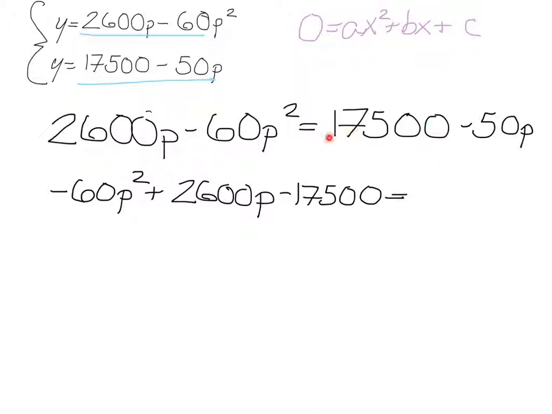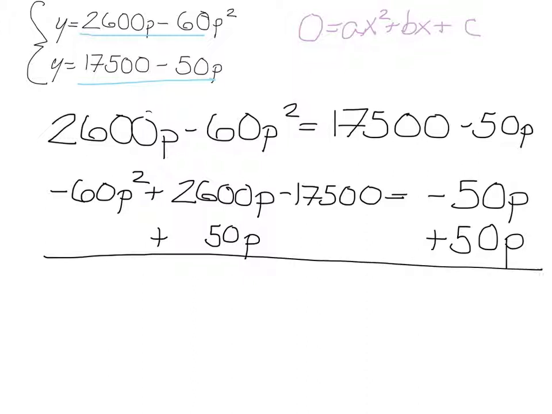17,500 is no longer on the right-hand side because we've subtracted it. And now I'm going to take this negative 50p and bring it down here on the right-hand side. So now I have this, negative 50p. Okay, I'm getting a lot closer to having 0 on one side of the equation. So now I'm going to add 50p to both sides, just like I subtracted 17,500 from both sides. So I'm going to add 50p to this.